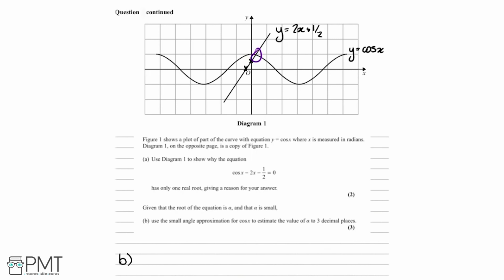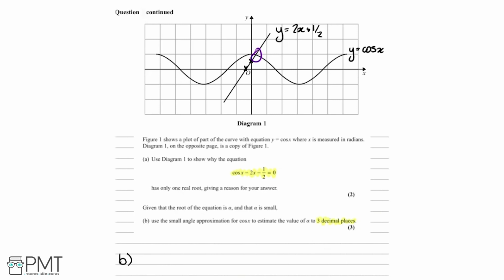It's given that the root of the equation is alpha and that alpha is small. Use a small angle approximation for cos x to estimate the value of alpha to 3 decimal places. And remember, to 3 decimal places, because questions often specify how they would like the answer, and you could lose silly marks for writing it in the wrong form. Okay, so looking back up at part A, we can see we're given this. So we're going to use this same expression again to estimate the value of alpha.